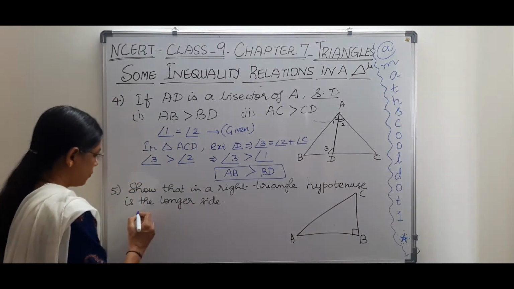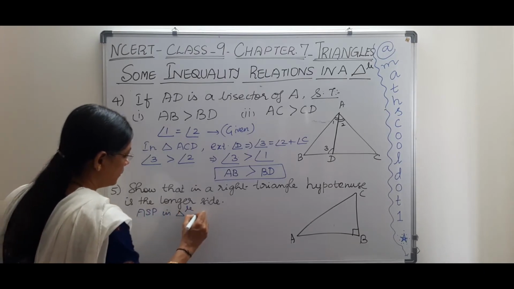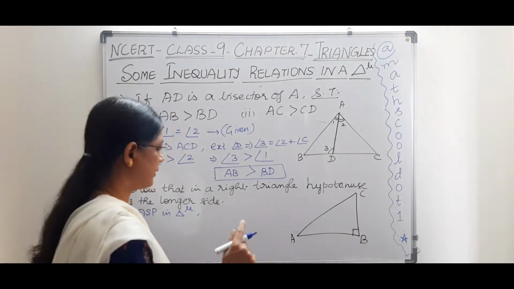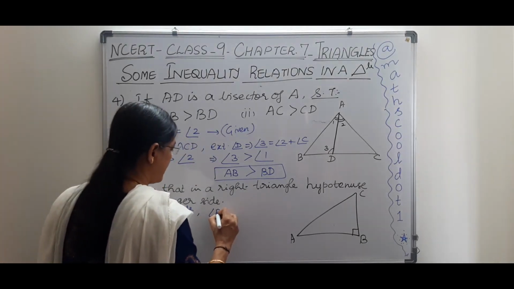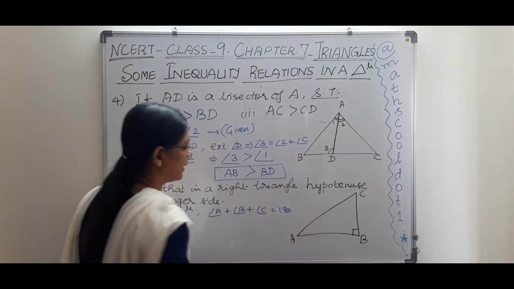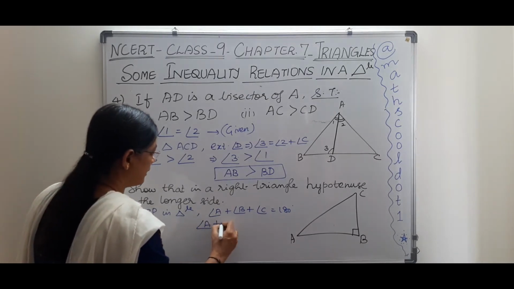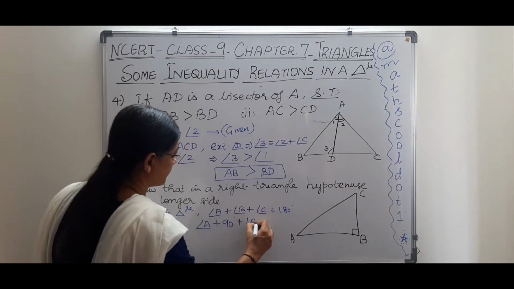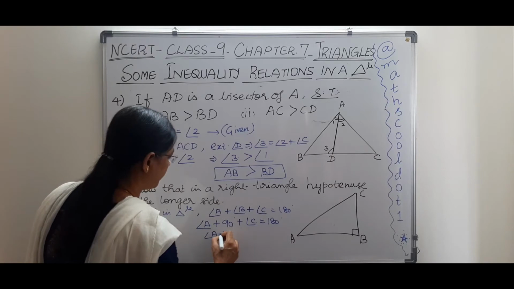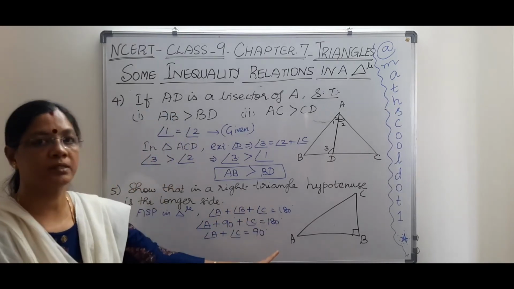So what happens according to the angle sum property in a triangle? According to the angle sum property, all the angles added together will give you 180 degrees, right? So angle A plus angle B plus angle C is equal to 180 degrees. Now it is given that angle B is 90 degrees. Therefore, angle A plus angle C is equal to 90 degrees. Isn't it? 180 minus 90 gives you 90.